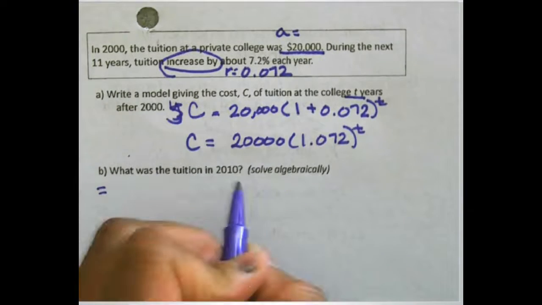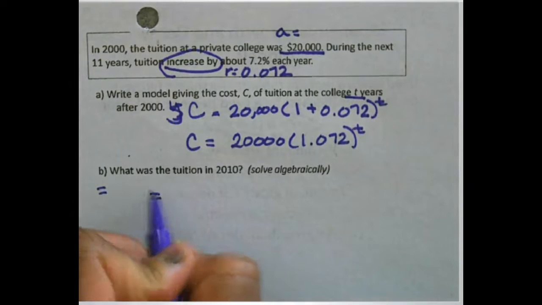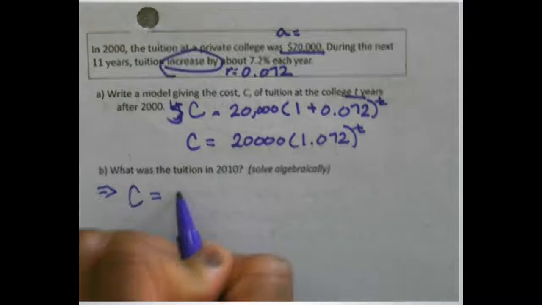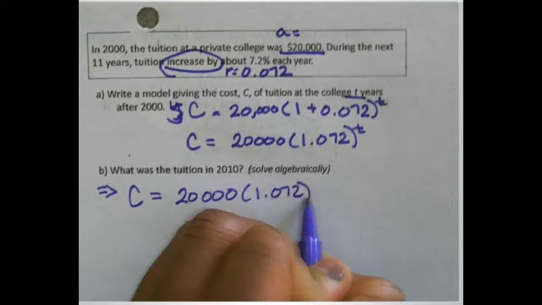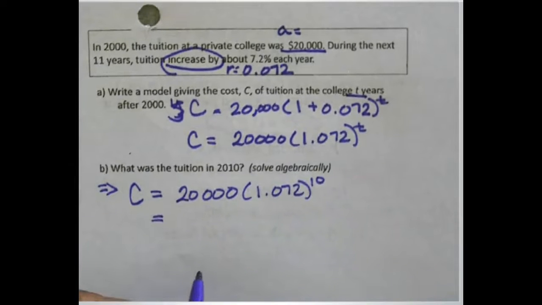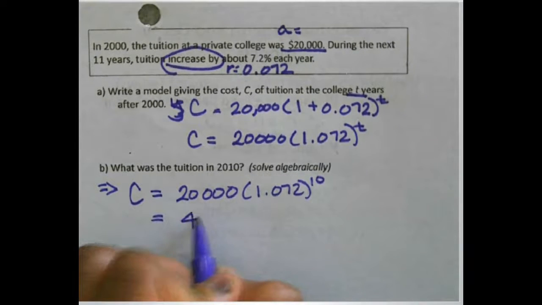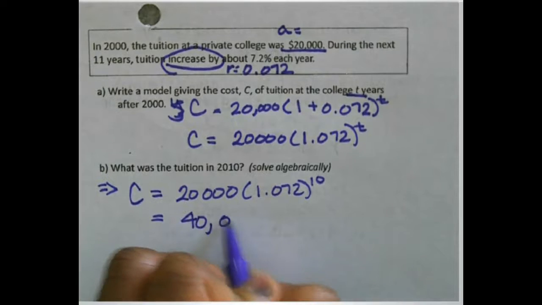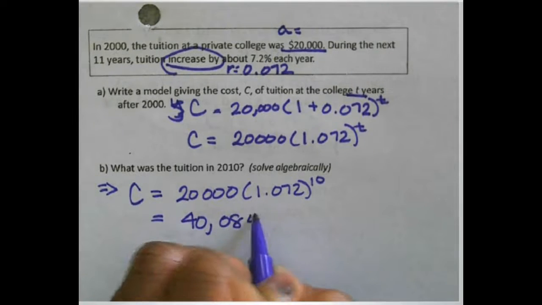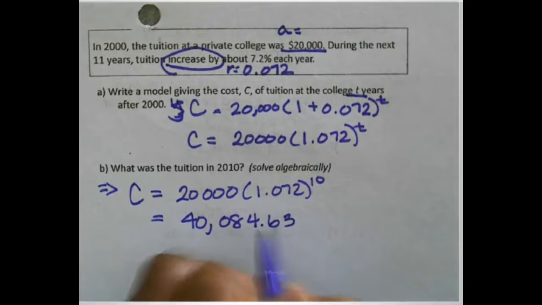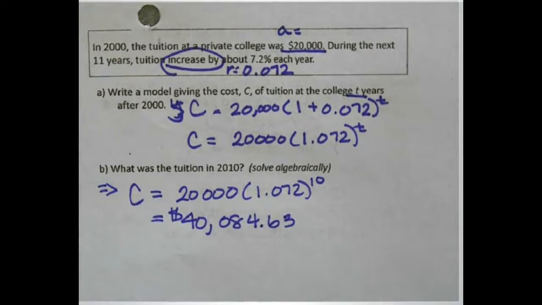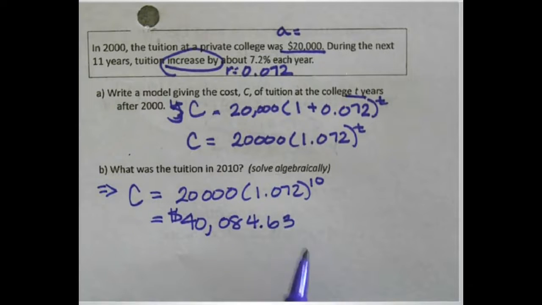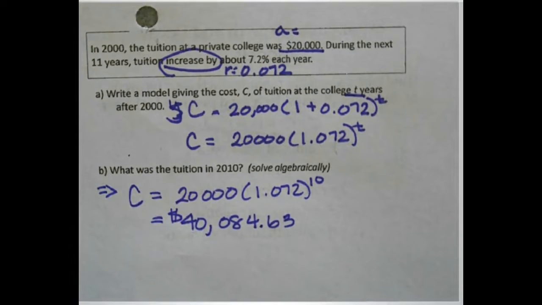Next part, you can plug in 10 for T to find the tuition after 10 years. And then you can use your calculator, of course, for this type of problem. And you can trust me to push my buttons correctly, I guess, or you can check me. I would appreciate that too. So what's my sentence? The tuition in 2010 would be about $40,084.63 approximately, according to the model.